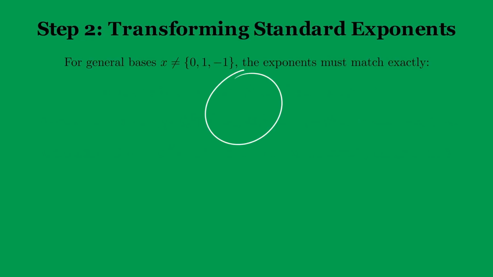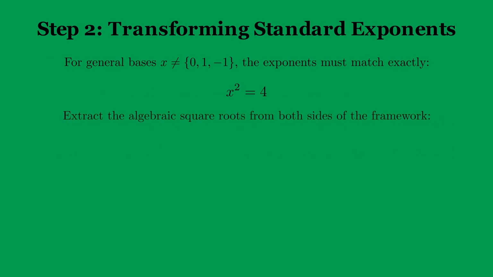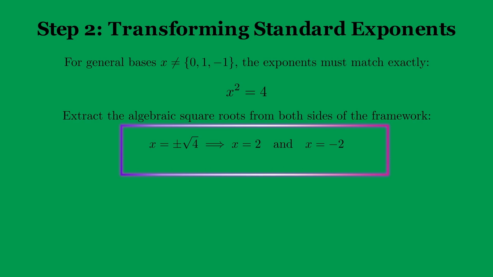Now let's solve the equation for all other valid values of x. Since the base is neither 0, 1, nor negative 1, we can equate the exponents. This gives us x squared equals 4. Now take the square root of both sides. This gives x equals positive or negative square root of 4. Therefore, x equals 2 or x equals negative 2.